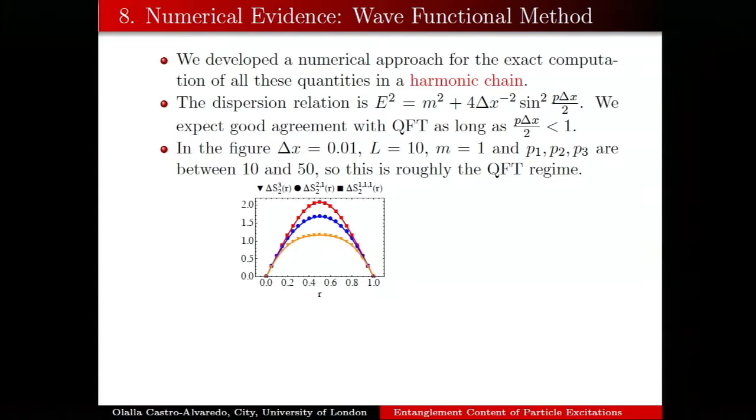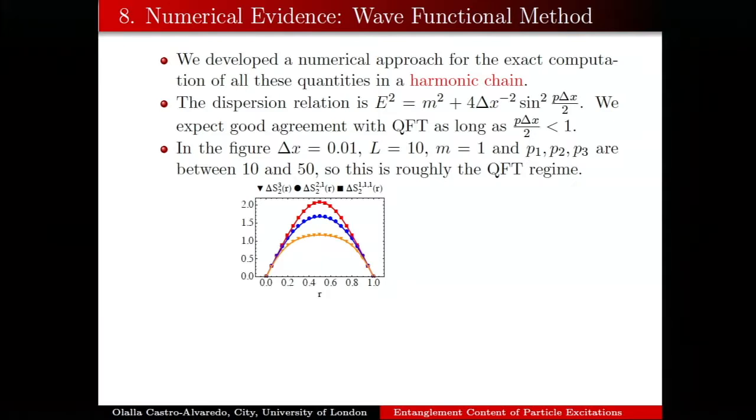This is an example of Renyi 2. This is the Renyi 2 entropy of a 3-particle state for the 3 possible cases you can have. So you can have 3 distinct momenta, that's the top curve. You can have 2 equal momentum, 1 different, that's the middle. Or you can have 3 particles of exactly the same momentum, that's the lower curve. So you have these 3 cases.